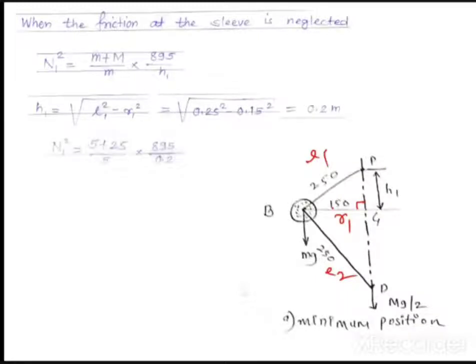Okay? And then from this you will get N1. So small m is 5, capital M is 25, 895 upon 0.2. See, you have to take it in meters. Okay? So finally you are getting N1. So tell me, have you understood how I found N1? Okay? Message me if you have understood this.